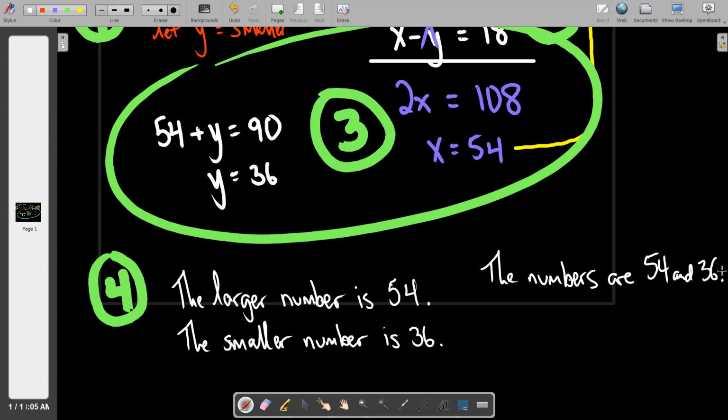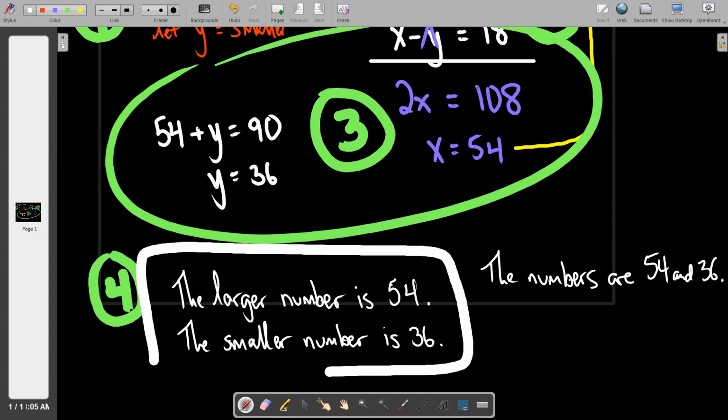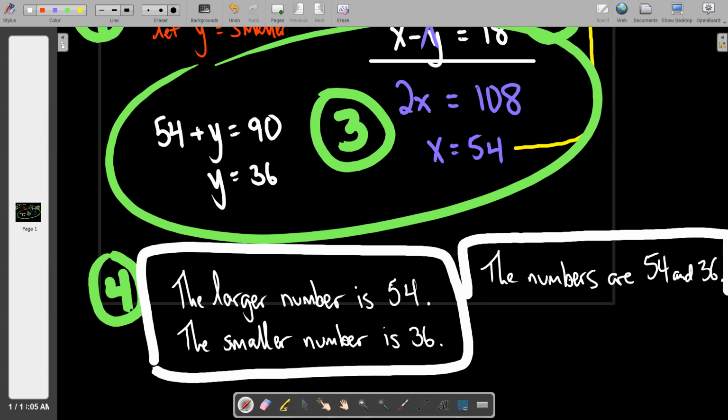I don't really think in this case we need to differentiate the two when we answer the question. I would say that what's in this white box is probably what I personally would write. But I also want you to know that what's in this other white box would be just fine too in the context of this problem. So you kind of pick and choose how you want to answer the question.